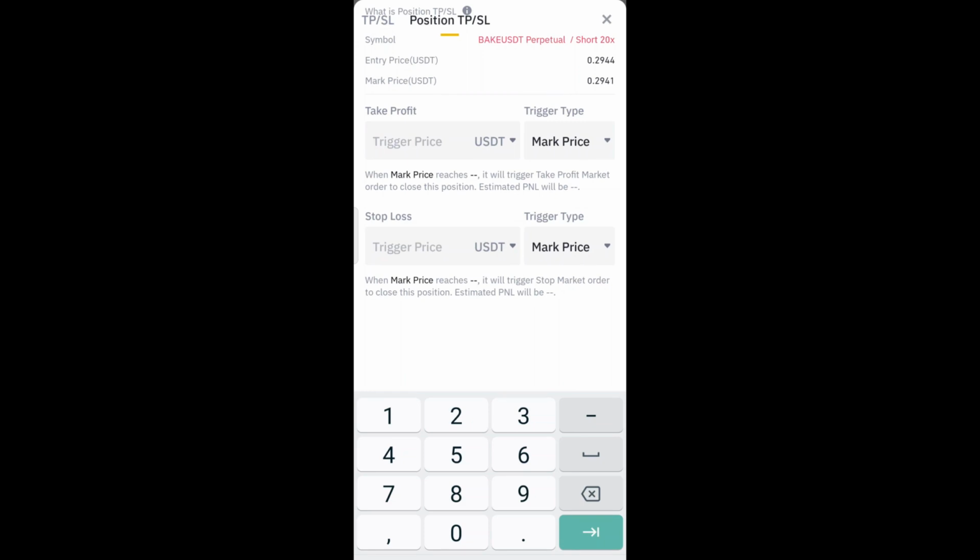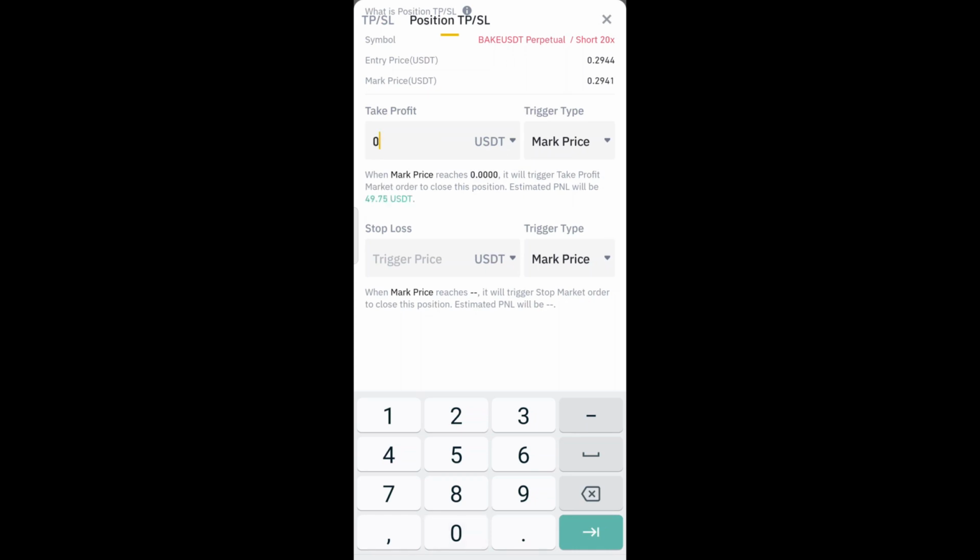Probably you want to set it to, let's say, okay, now this is a short position, right? Maybe I want to take the profit when the price goes to 2.900, and Binance kind of gives you the estimation there. Okay, this is how much I earn if the market goes to that level, to that price.